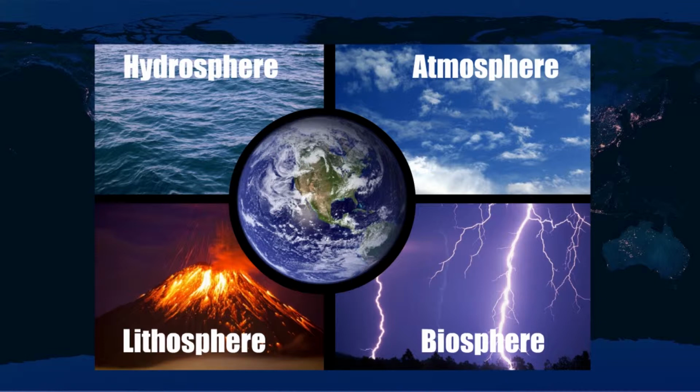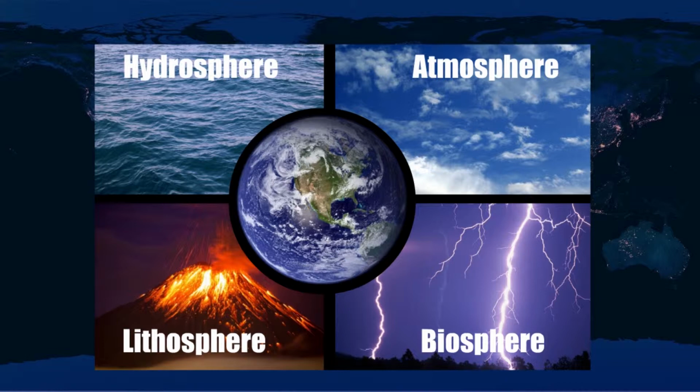The solid portion of the Earth on which we live is called lithosphere. Rocks in their solid form are found only in the lithosphere. The gaseous envelope of air that surrounds the Earth is known as atmosphere. The atmosphere contains oxygen, nitrogen, carbon dioxide, and inert gases.